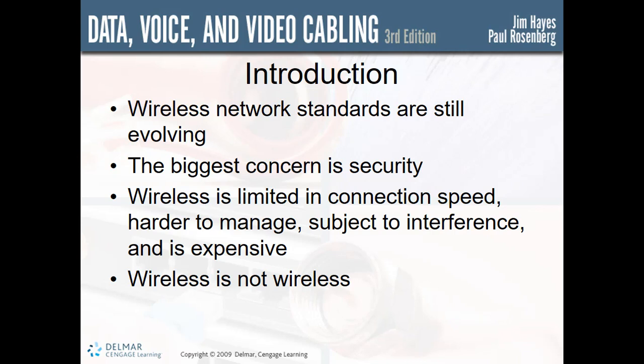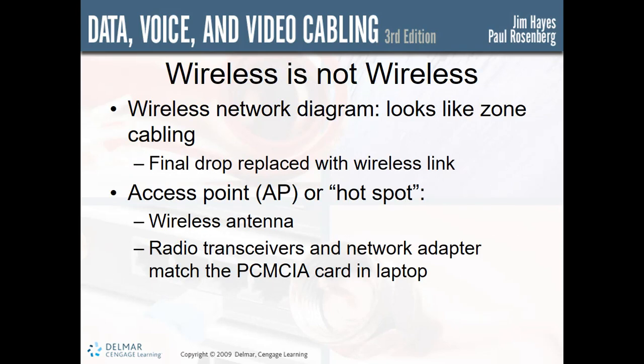One should not be concerned that wireless will be making cabling obsolete. Wireless is limited in connection speed, harder to manage, and subject to interference from other RF devices such as remote controls. It is more expensive than cabling. And one thing we all need to understand and remember: wireless is not wireless. Okay? What do we mean by that? Well, the easiest way to understand wireless is to think of it as a link that replaces the patch cord that connects a PC to the network. A wireless network diagram looks like zone cabling, with the final drop to the desktop replaced with a wireless link.